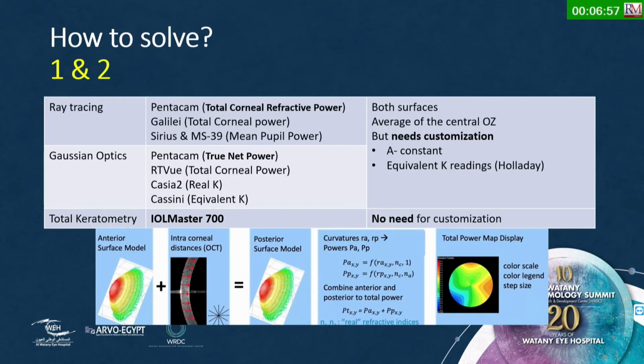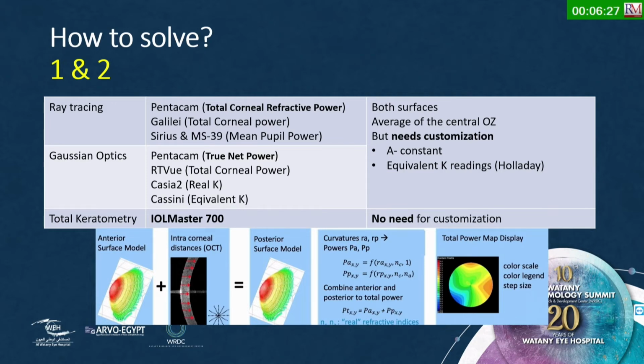Third, how to solve these two points. The first way is to use ray tracing. We measure the reflection of light on the anterior surface alone and the posterior surface alone. But this gives a false A constant, so we must customize our A constant or use the equivalent K reading done by Holladay. With Gaussian optics, Pentacam still uses the two methods, total corneal refractive power and true net power, but it also needs adjustment.